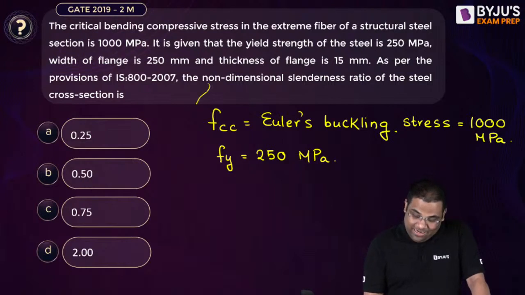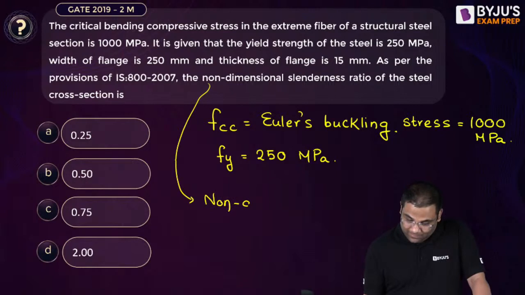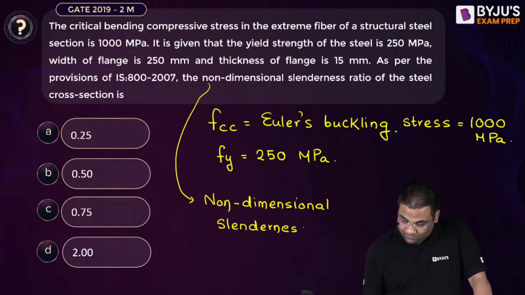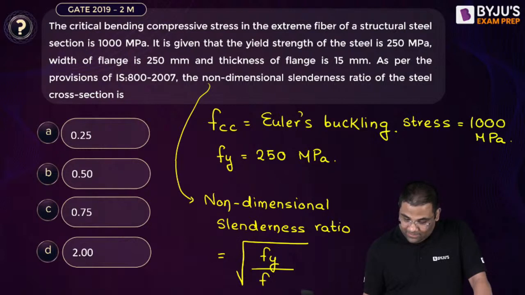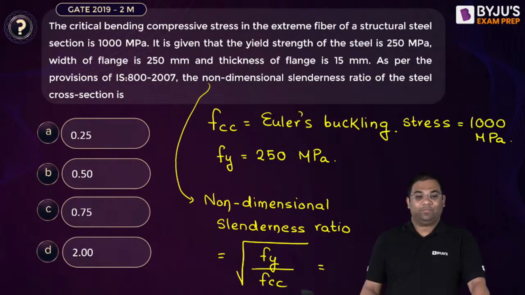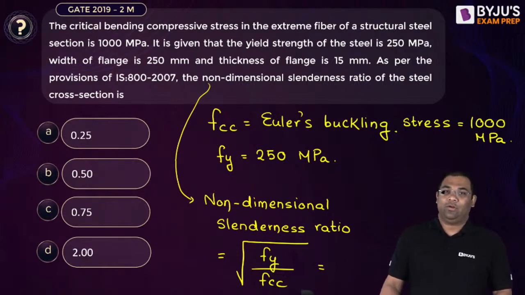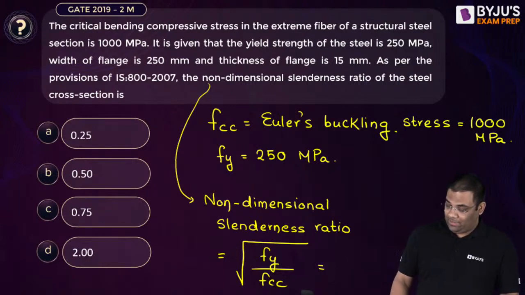What is asked? Non-dimensional slenderness ratio. The non-dimensional slenderness ratio is simply the root over Fy by Fcc. Very simple, right? It is Fy by Fcc, not Fcc by Fy, okay? So how much is it?